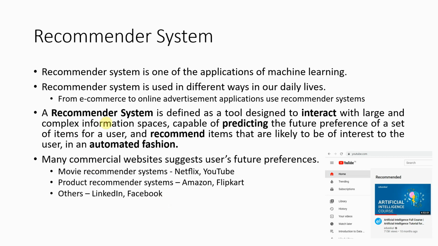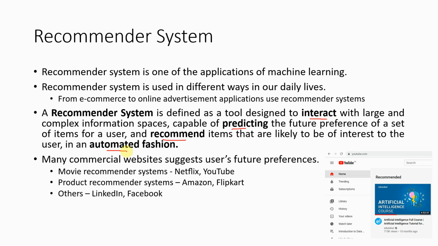The recommender system is defined as a tool designed to interact with large and complex information spaces. That is, we have the internet, and the internet has a huge amount of data, millions and millions of items. The recommender system can predict the future preferences of a set of items for a particular user and recommend those items based on the user's interest in an automated fashion.